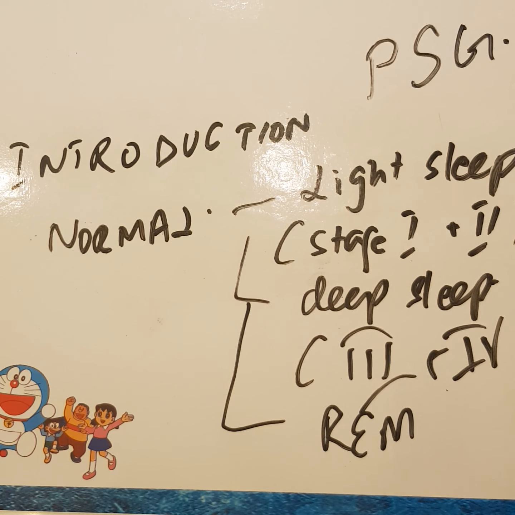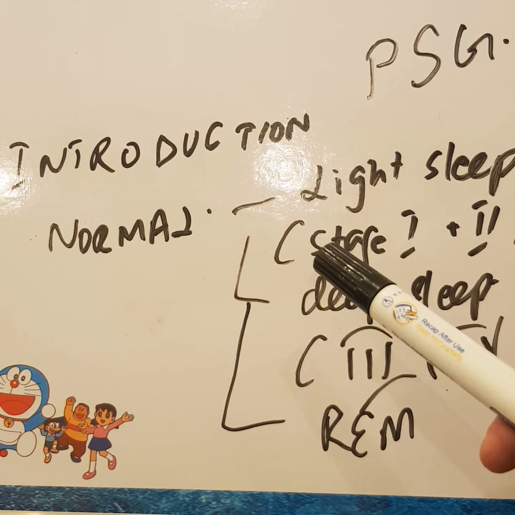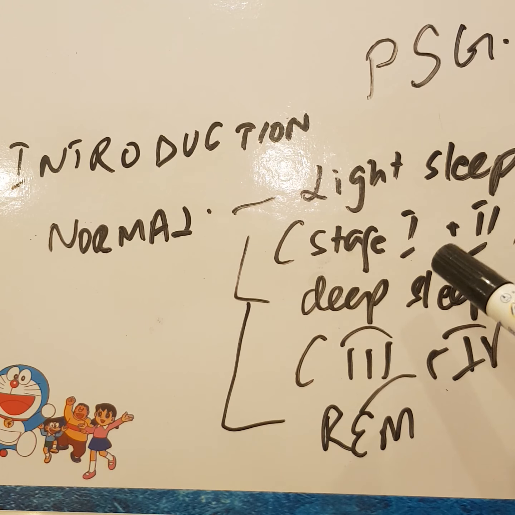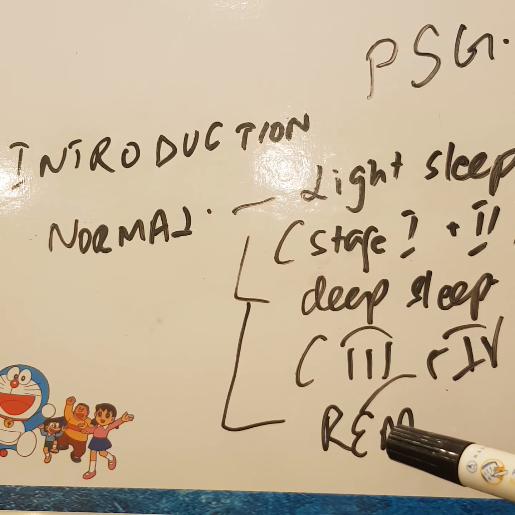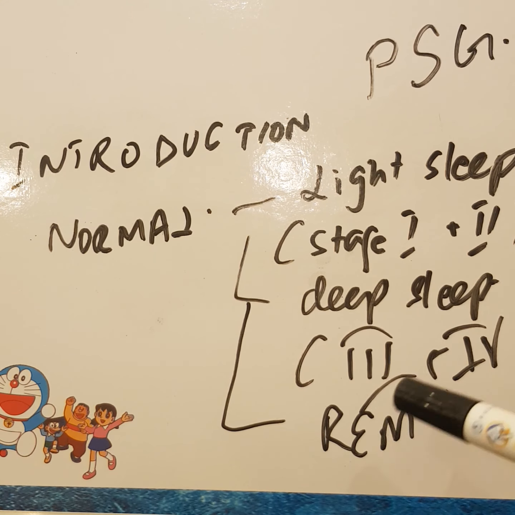We are repeating those stages. First is the light sleep, which includes within it stage 1 and stage 2. Second is the deep sleep, which includes within it stage 3 and stage 4. And finally, you have the rapid eye movement stage, or the REM part of the sleep, in which the brain is active in consolidating thoughts, learning, and memory.